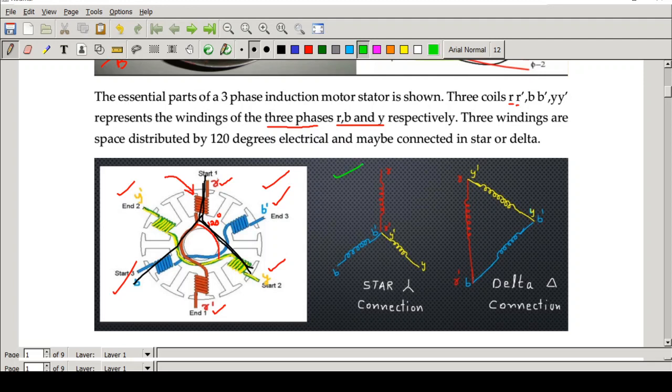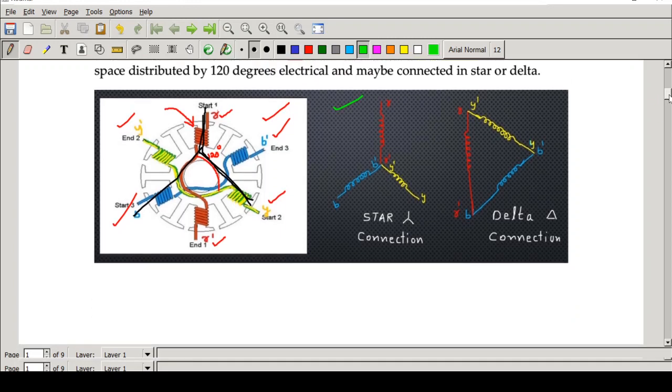Now we will see there are mainly two types in which you can connect the stator winding. One is a star connection and another one is the delta connection. Now this is the star connection. Here R is the starting end of the red phase winding, and this R dash is the finishing end. Similarly, B is the starting end of the blue phase winding and B dash is the finishing end. Similarly Y and Y dash. So we can see that the finishing ends of the three phase windings are connected at one common point, which you call the neutral point.